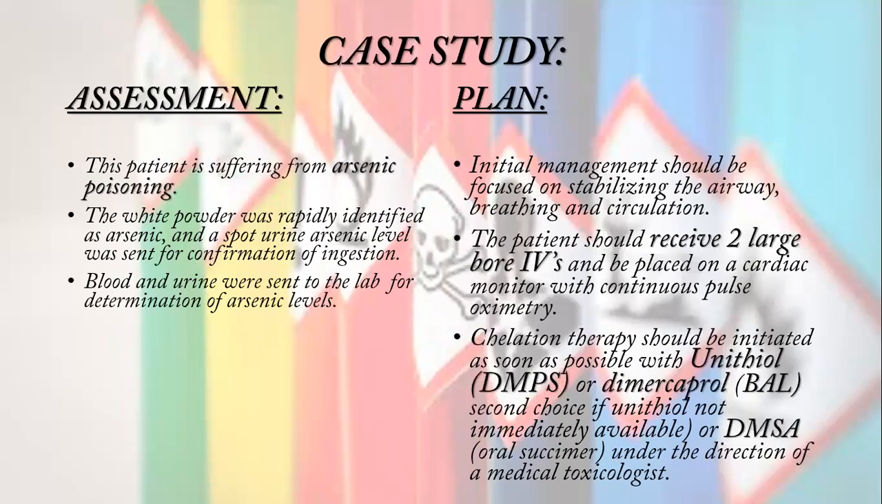Now, the assessment: we've evaluated that the patient is suffering from arsenic poisoning. The white powder that was found with him was rapidly identified as arsenic, and we used a urine sample for the analysis and a blood sample, and it was indicated that the person was suffering from arsenic poisoning. Now, initially, the management should be focused on stabilizing the airway, the breathing rate, and circulation.